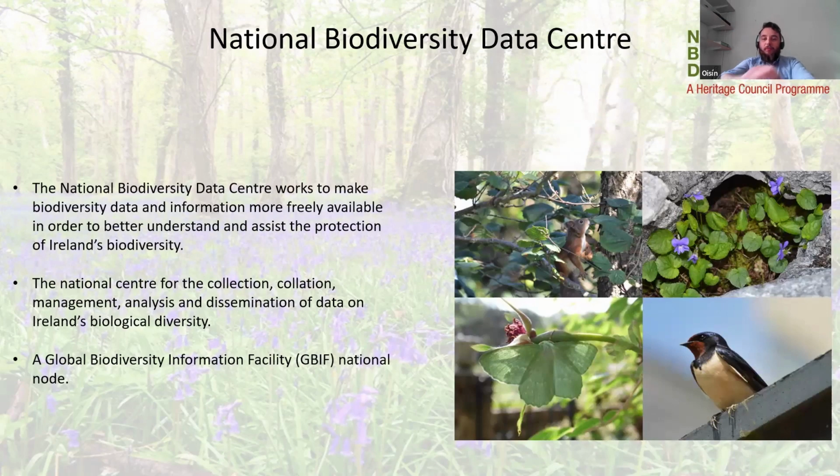do we do? I suppose the long-winded way of it is that we're the National Centre for the collection, collation, management, analysis, and dissemination of data on Ireland's biological diversity. What that really means is that the species that you see when you're out for a walk, or the things that you see even from the window when you're doing the dishes at the end of the day, people can submit that data to us, and that's biological records, and we can then map that data through our mapping portal. We try and make the data as freely available to everyone so that we're able to better understand and assist with the protection of Ireland's biodiversity.